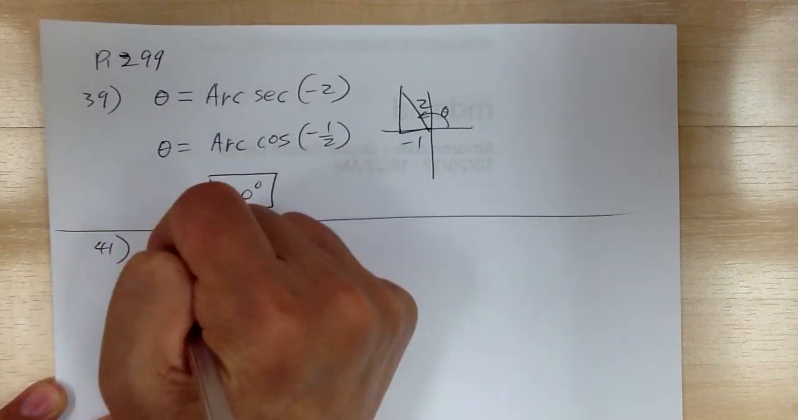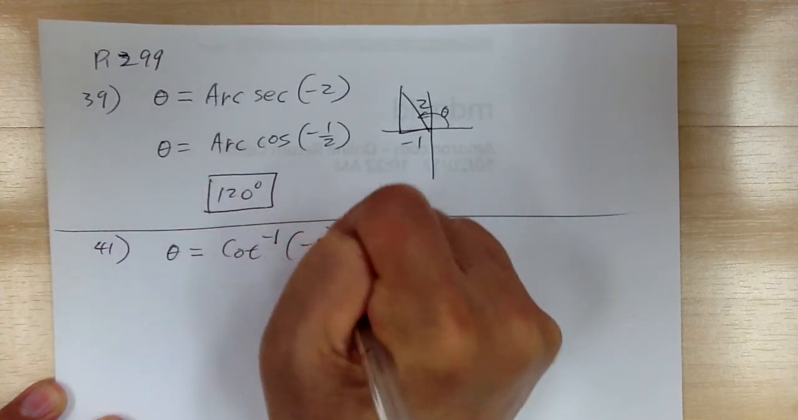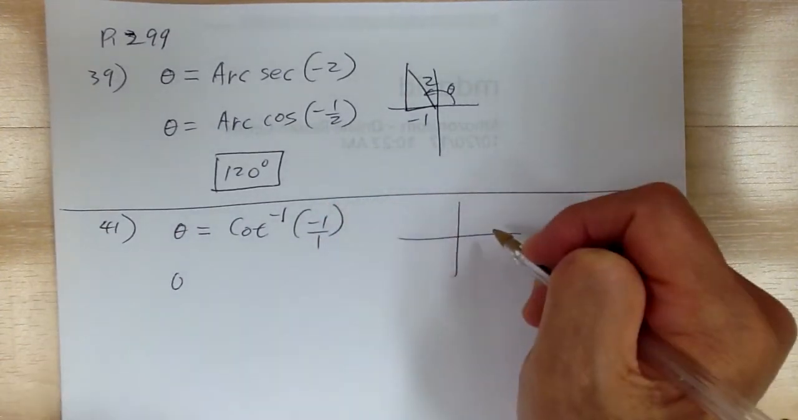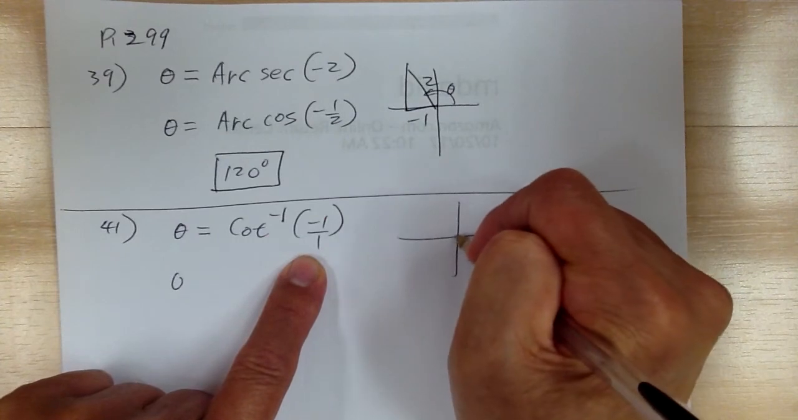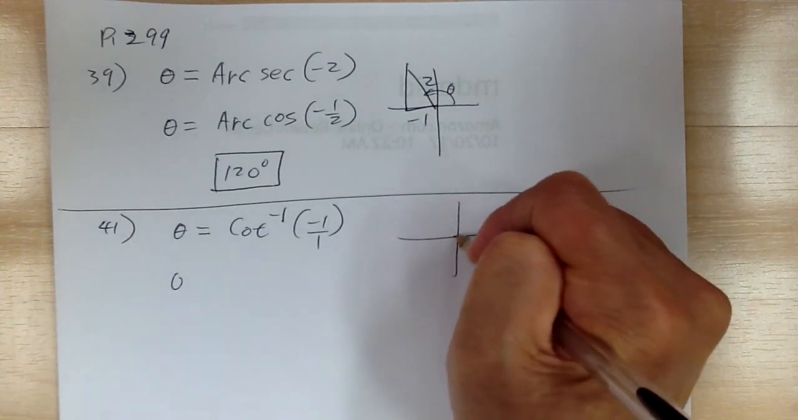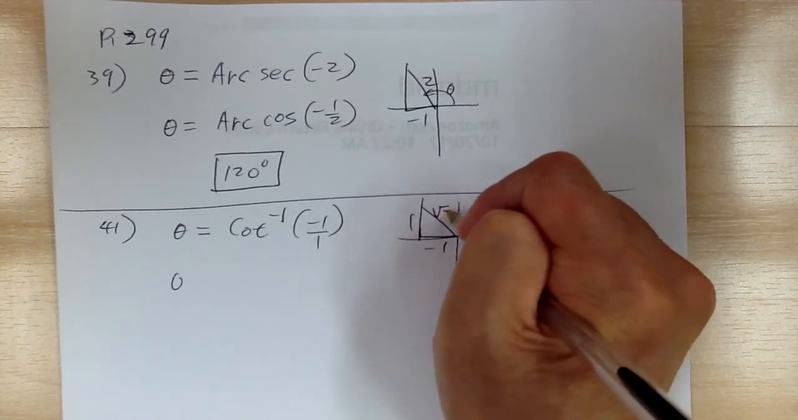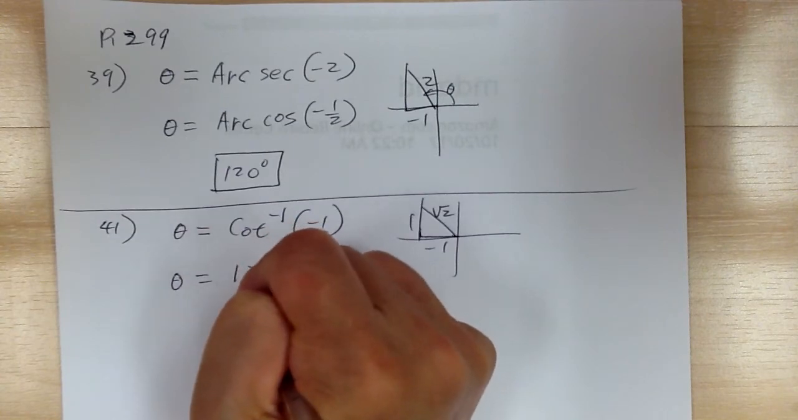Okay, so number 41, you got theta equal to inverse cotangent of negative 1. Okay, so you can draw your picture, make it into a fraction. So cotangent is cosine over sine. So cosine is negative 1 and sine is 1. Okay, so this is square root of 2. So again, theta equals 135 degrees.